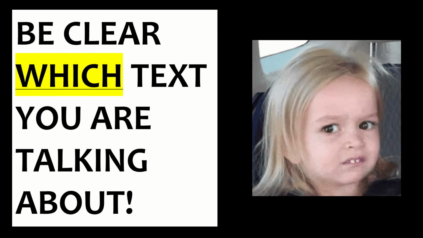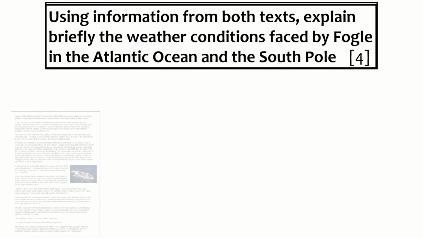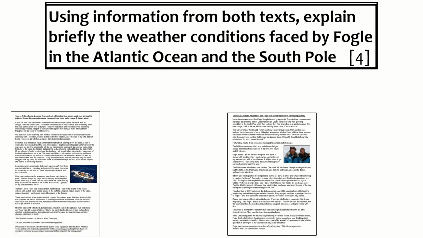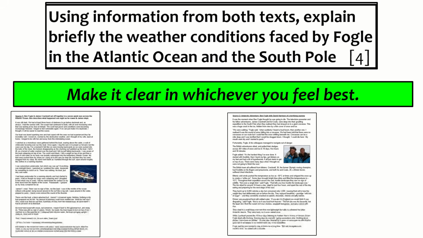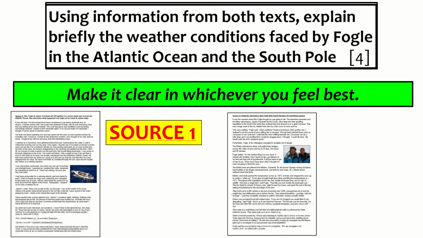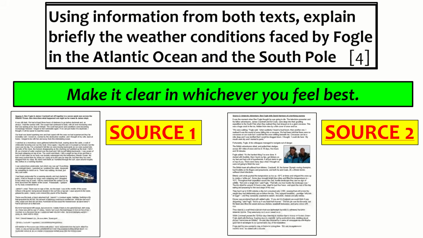Be clear which text you're talking about. The biggest thing that students do wrong in 5 and 6 is they don't make it clear which extract they're talking about. If you don't make it clear to the examiner, you'll get a big fat 0. So remember there's 2 extracts. Make it clear whichever way you feel best. You could put source 1 or source 2. In a real exam where it's 2 extracts from 2 different people, you could use their surnames, or just use your common sense in any way to make it clear.